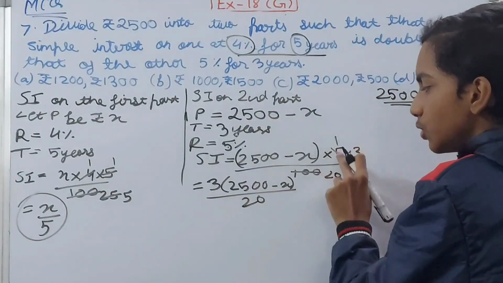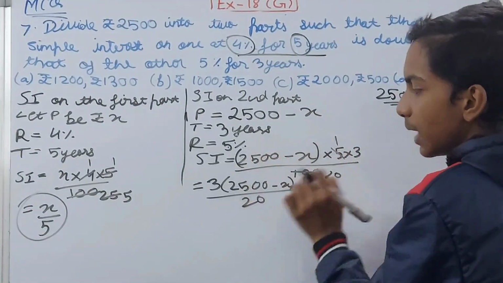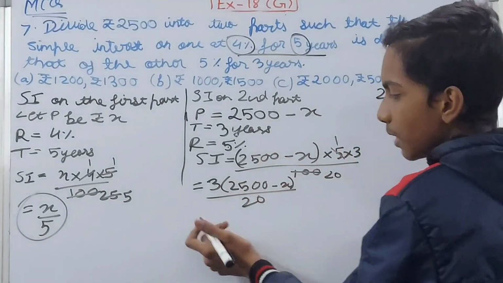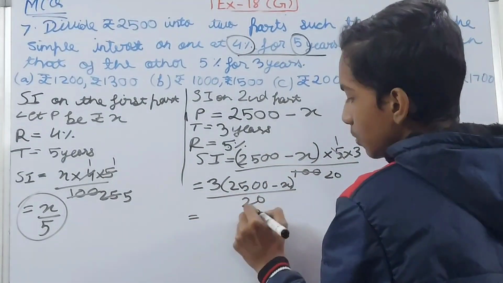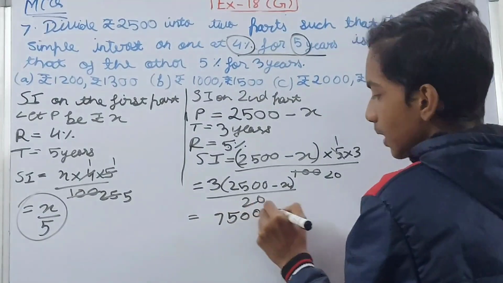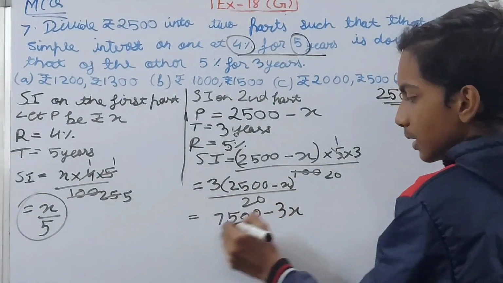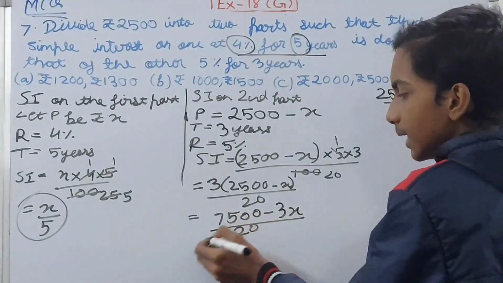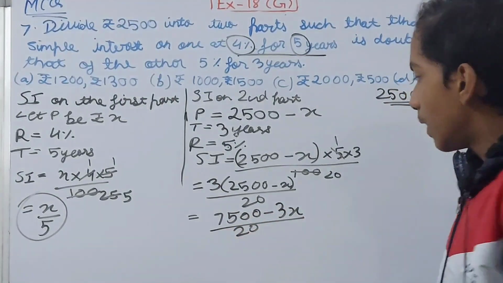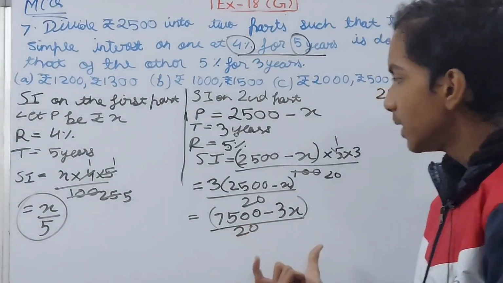Because 5 has been cut, so it is 1. Remove this. Now you are left with into 3 and this much part. So 3 into 2500 minus x, and that will be what? 2 zeros will already be there. 25 3s is 7500 minus, and 3, so 3 into x minus 3x upon 20. This is your interest. Again, you should keep this in bracket because it still has not been solved.